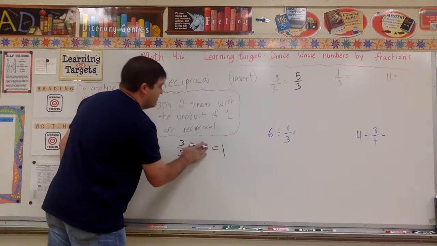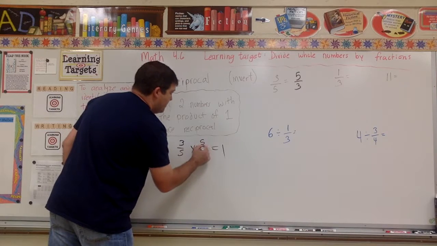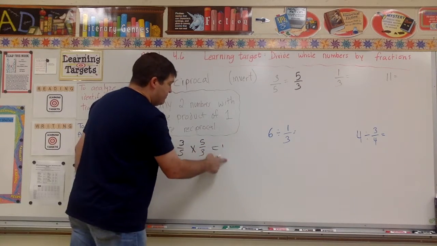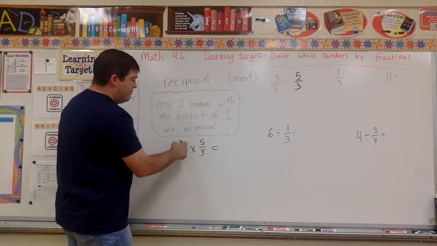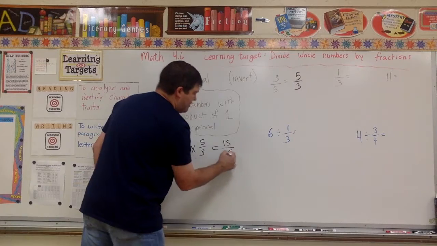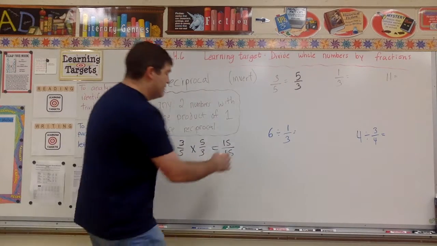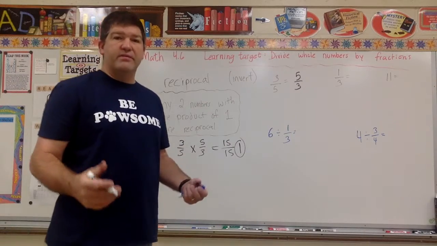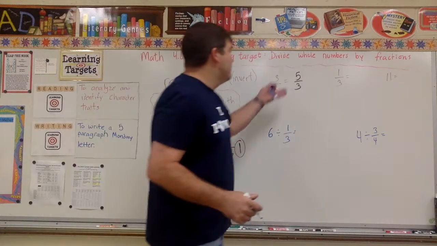3/5 times 5/3. So if these are reciprocal, they'll equal 1. Let's try it. 3 times 5 is 15. 5 times 3 is 15. 15 over 15 is the same as 1. These are reciprocal. Okay, so I found the reciprocal. So basically, all you do is flip it.